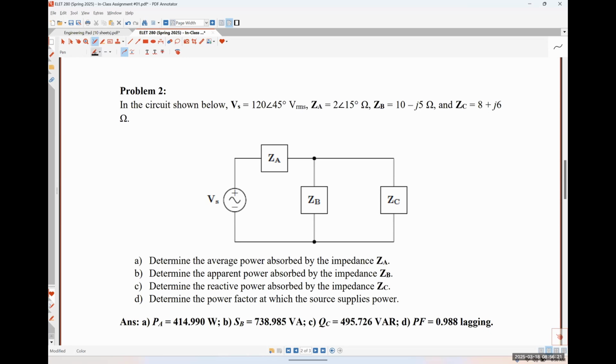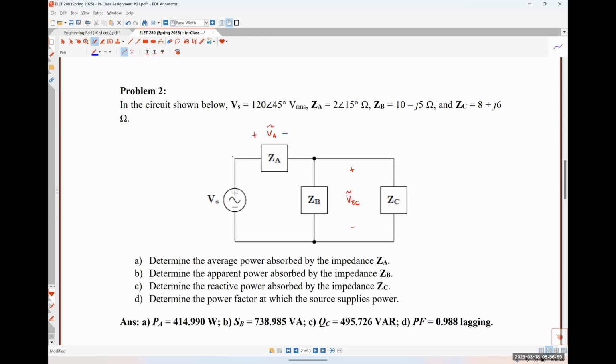So I'm going to define the voltage drop across impedance A as this voltage VA with positive polarity terminal on the left. And I'm going to call this VBC because it's the voltage drop over impedance ZB and impedance ZC since they're in parallel, with positive polarity terminal on top. Okay.